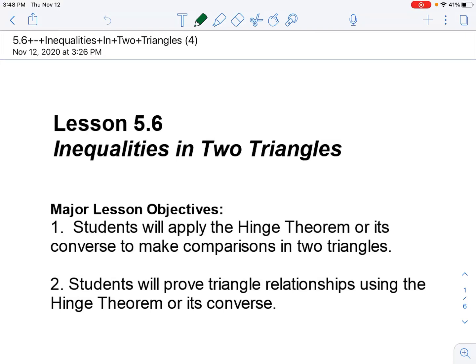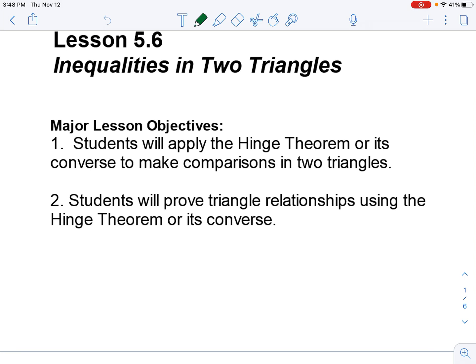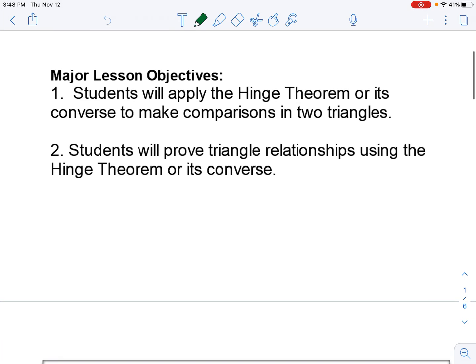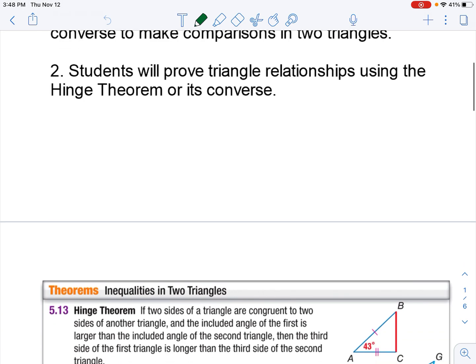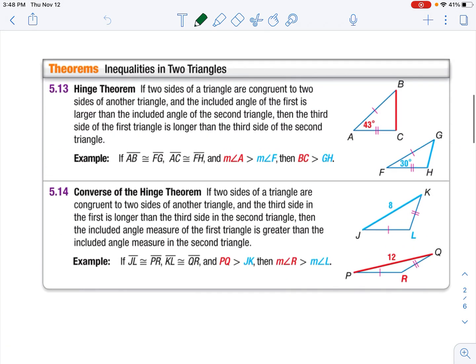Hello, now we are going to cover 5.6, inequalities in two triangles. You will be able to apply the hinge theorem or its converse to make comparisons in two triangles and prove triangle relationships using this. So the hinge theorem, it is a long theorem here.